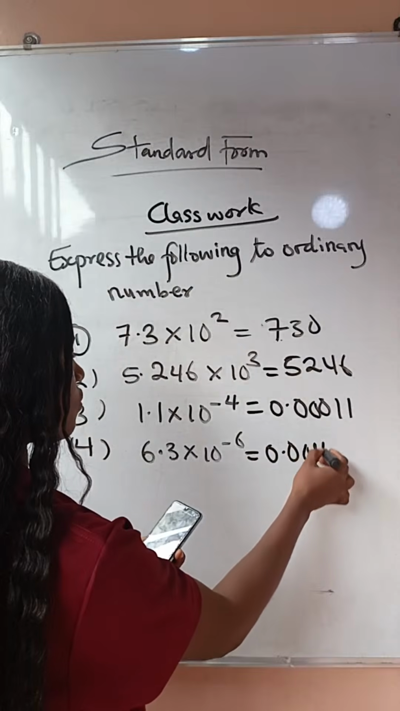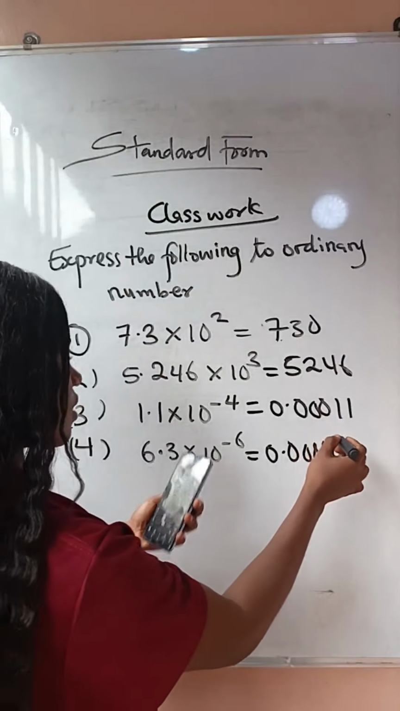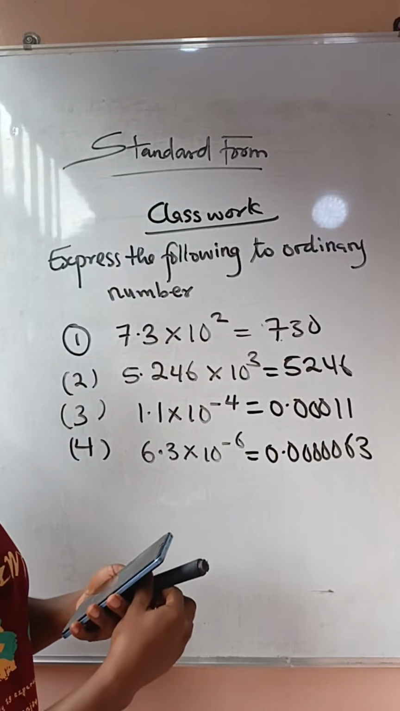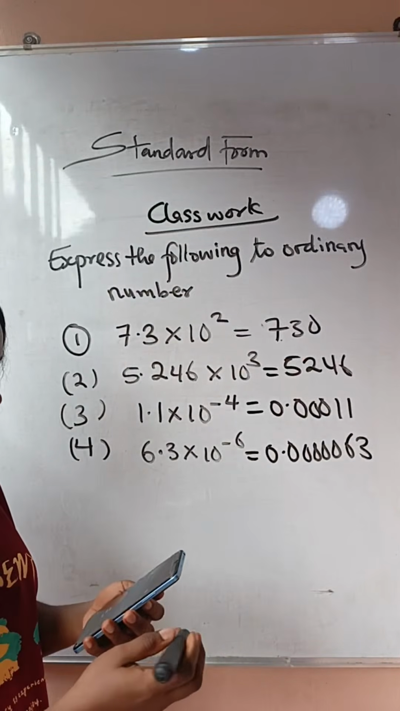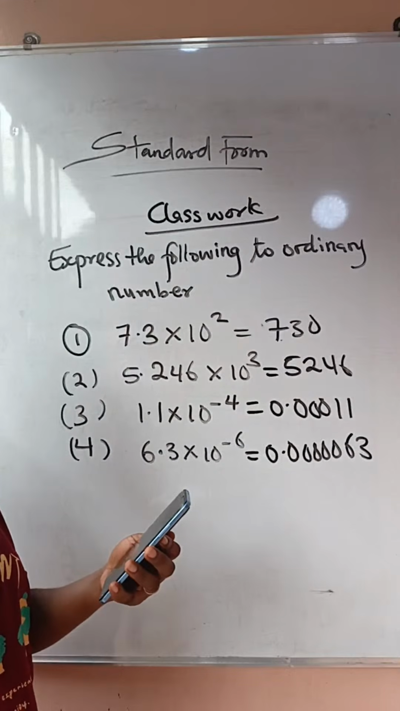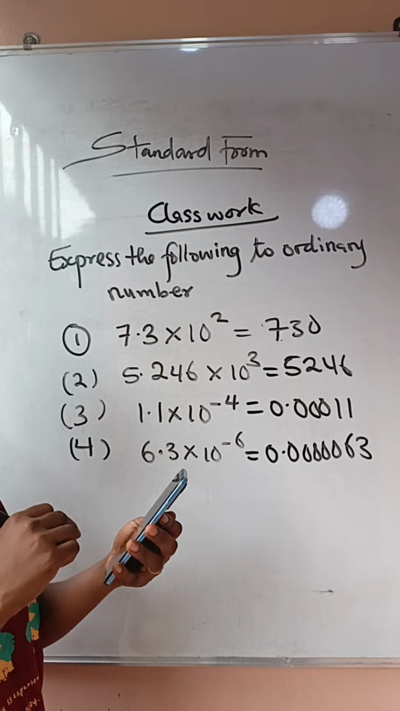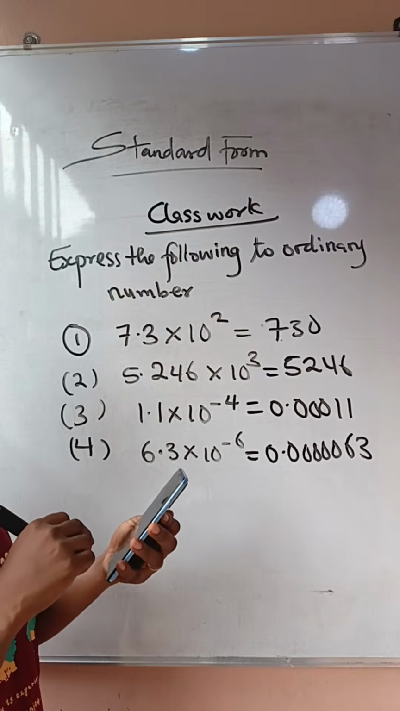0.1, 2, 3, 4, 5. Then we have 6, 3. That is perfect. I'm so happy for those of you that we are able to tell us. Jesse says it is 1, 2, 3, 4, 5. It should be 5 zeros, right?